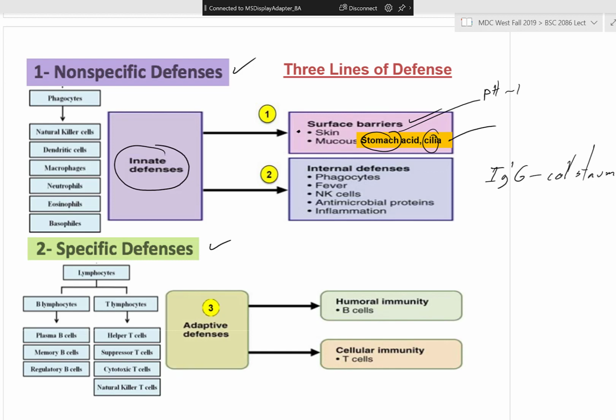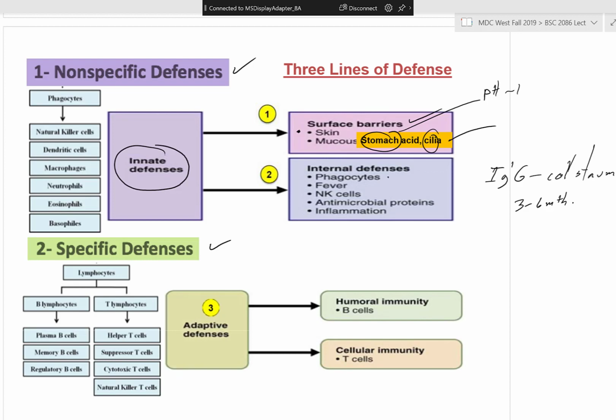That means the baby has what? Immunoglobulins, right? B cells. They're not theirs, but at least they're borrowed for about what? You borrow them for about 3 to 6 months, time enough for the baby to start creating its own stuff. Okay? 3 to 6 months.